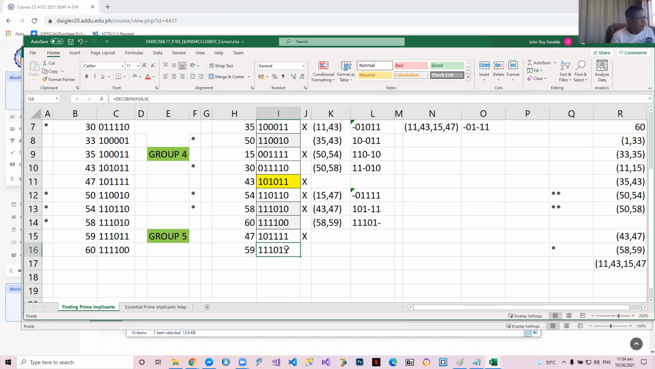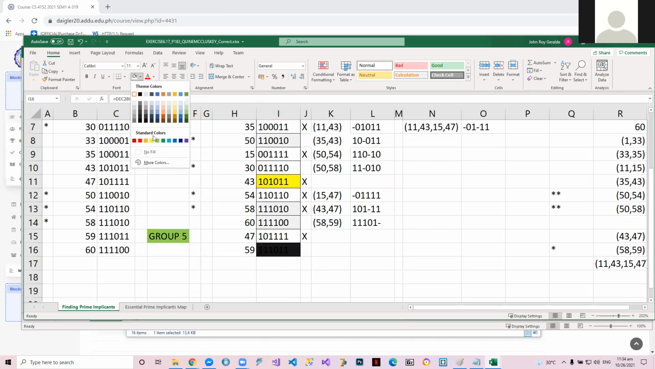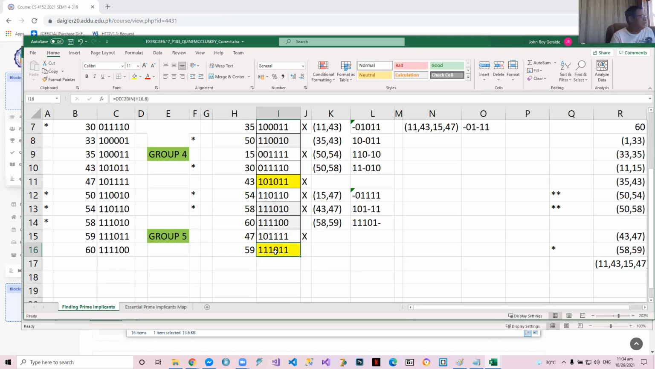Then how about 43 and 59? Obviously they differ in the second. Okay. And pwede ba sila? Let's yellow this. Pwede? Pwede ata, sir. Sa second lang sila nag-differ, sir. So may kulang tayo. I-move natin ito. Ang dami pala nating kulang.